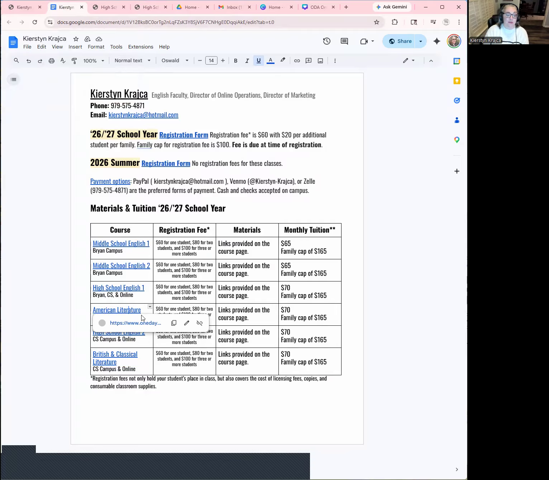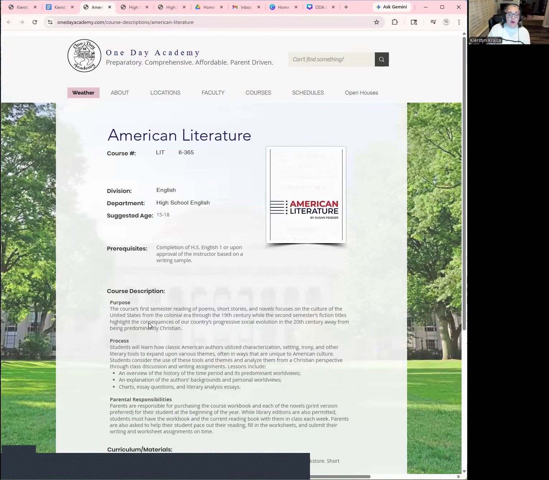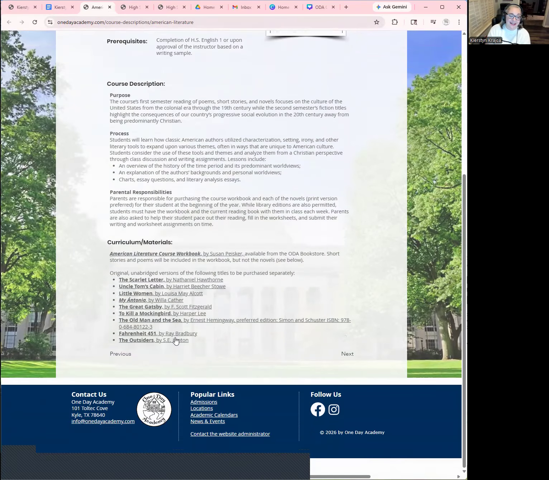The final course that I'll be teaching with ODA Online is American literature. The thing that everybody loves about American literature is this book list. It is a very robust book list. We read through books chronologically, starting with The Scarlet Letter and ending with The Outsiders.